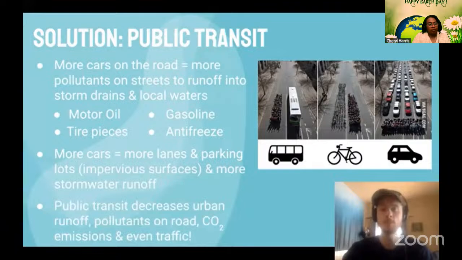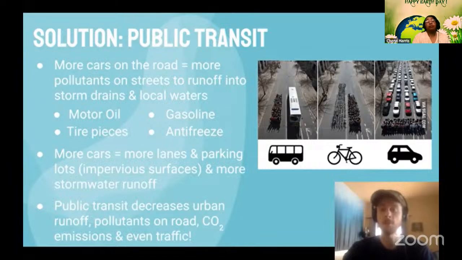Another big benefit of using more public transportation is we're going to greatly decrease our CO2 emissions because there are fewer vehicles on the road. It's also going to decrease the urban runoff because, again, we don't need as many impervious surfaces, and it's going to decrease the pollutants that are on those impervious surfaces because there are fewer vehicles on the road. And then finally, it's going to decrease traffic, which is a really great benefit as well.